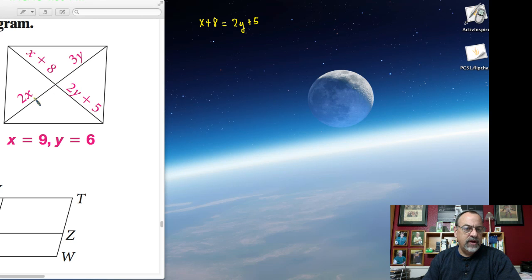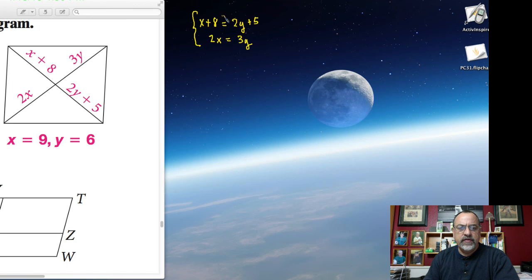Well, in this diagonal, or these pieces of this diagonal, we have the fact that 2x is equal to 3y. And again, we have a situation where we do have a true statement, but one variable x and one variable y. But you remember, whenever I have two equations with the same variables, I can then apply substitution or elimination in order to solve for the variables.